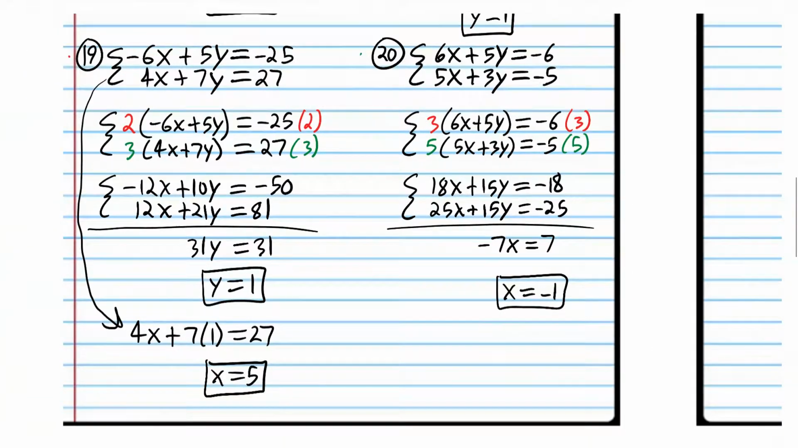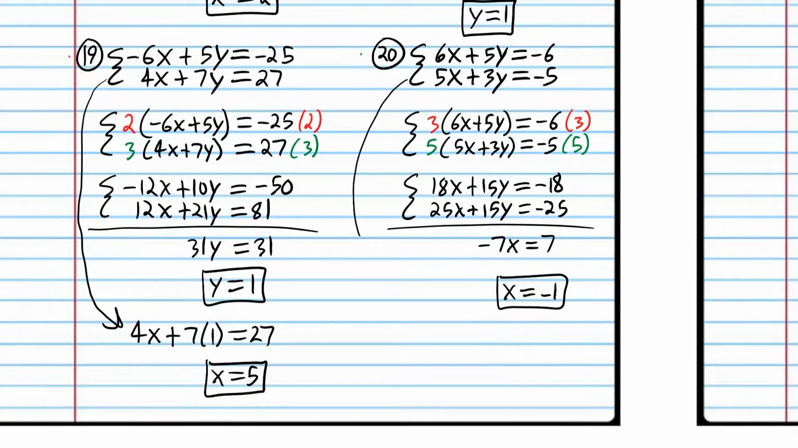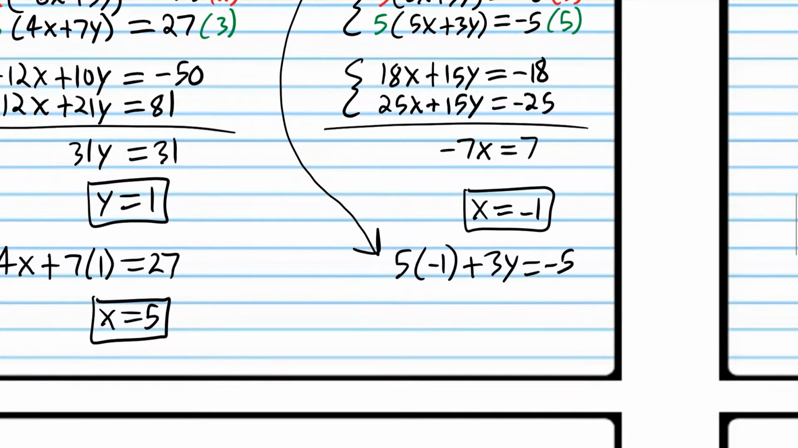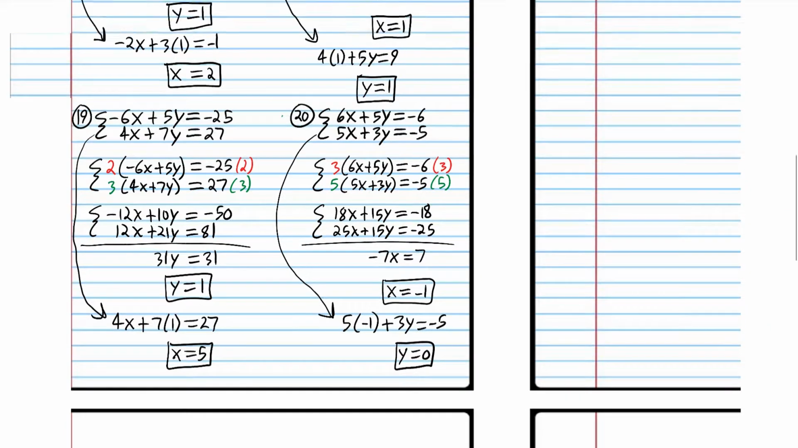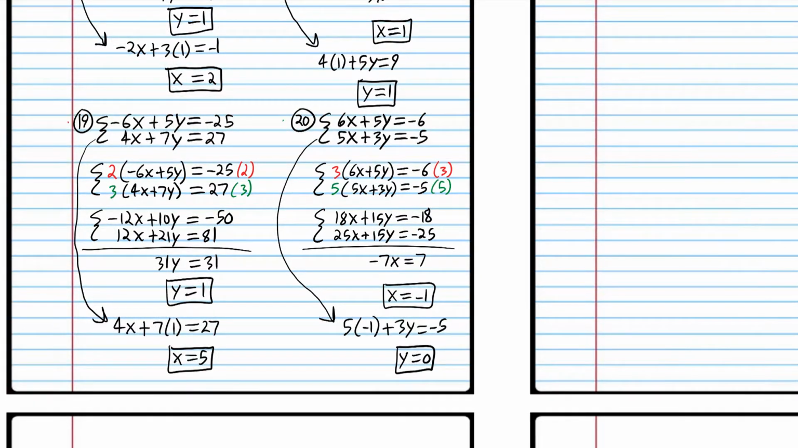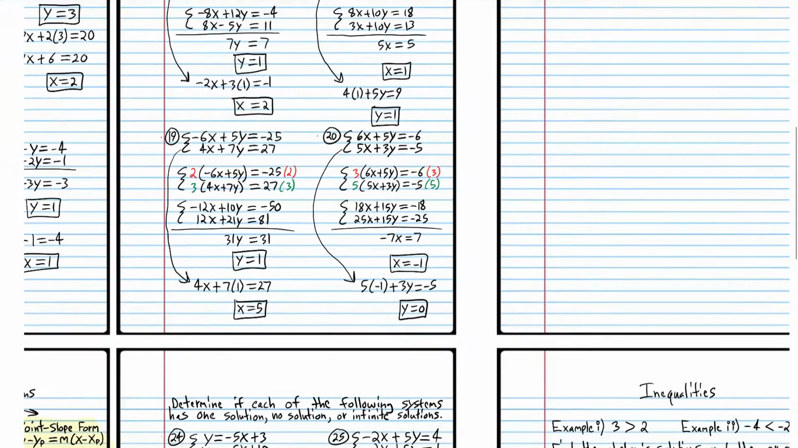So now we can use whatever equation we want to use to find y. So we have 5 times the x value, which we just found, plus 3y is equal to negative 5. And we have y is equal to 0. So let's check that just to be sure. Yep, that works. I just plugged them in in my head real quickly here. That's the way you can check. So if you got that answer, good job.